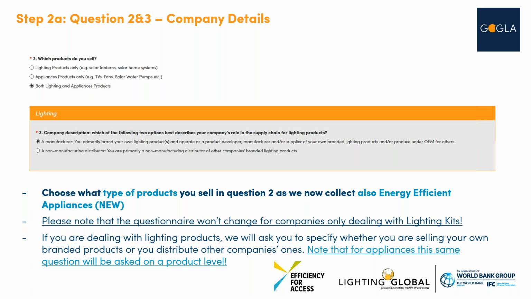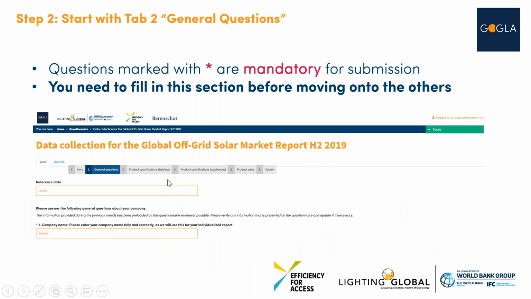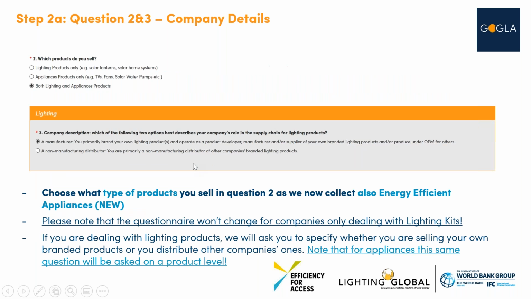If you only select, for example, appliances here, and I will go one slide back, this tab will not be available. So you will only be filling in appliances. But if you say that you sell both, both tabs will be active, and you will have to fill in both sections. So we continue first here with lighting, as you see.